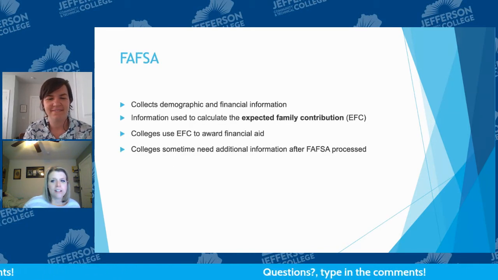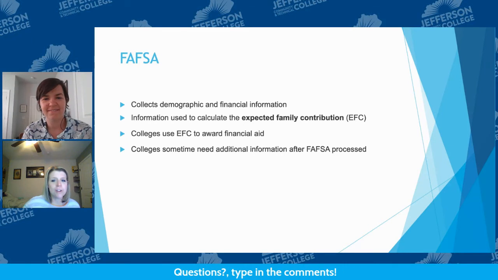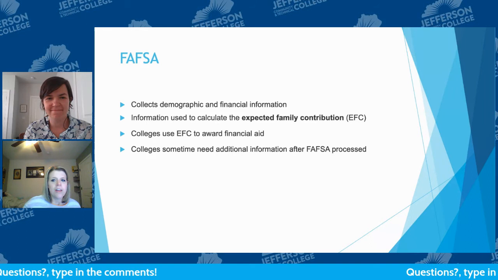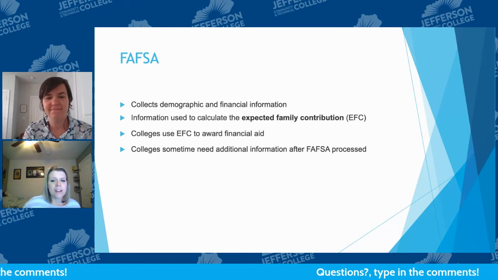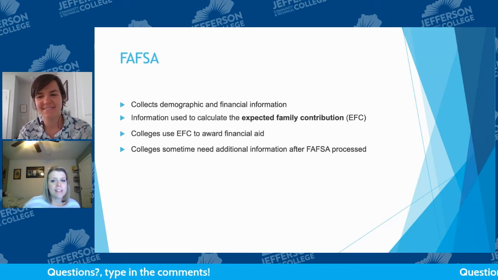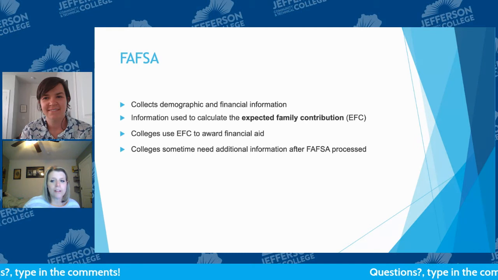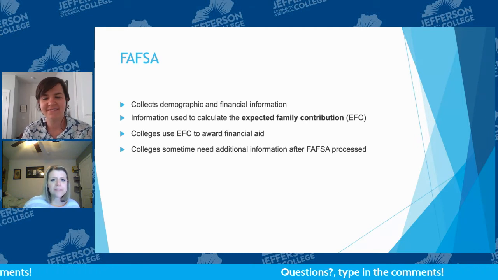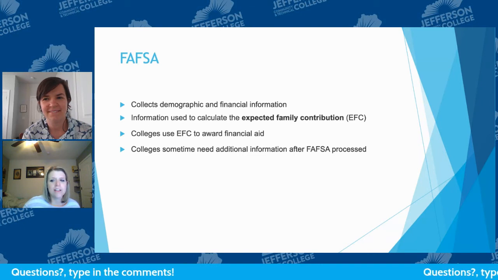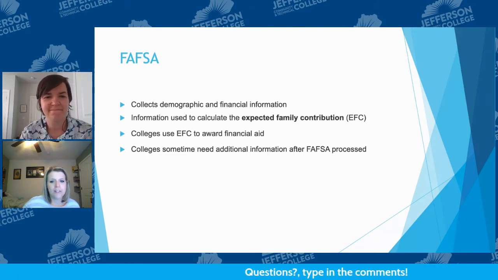All the information that is collected on the FAFSA is used to determine a student's EFC, or expected family contribution. This number is used by the financial aid office to determine each student's eligibility for federal grants and loans. It can also be used to determine state aid and institutional scholarship eligibility. As was mentioned in previous slides, sometimes additional information may be needed in order to complete FAFSA processing. So please keep an eye out on communications from your school's financial aid office.